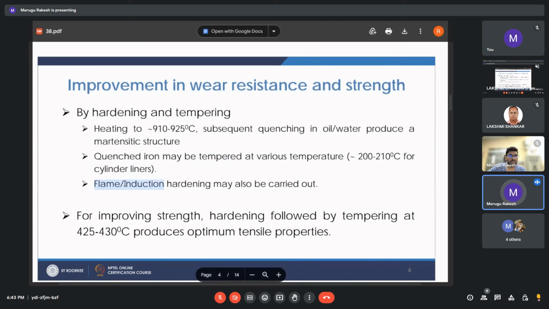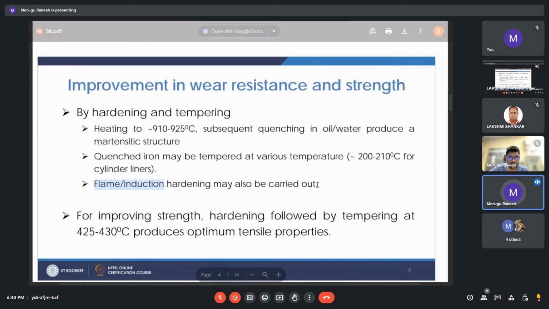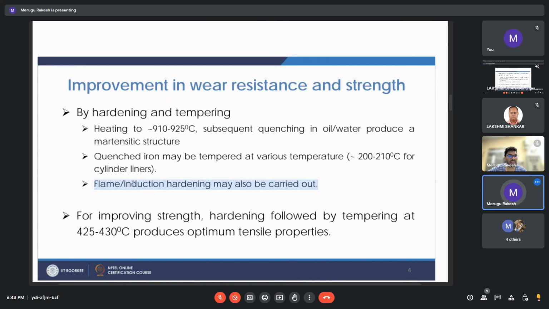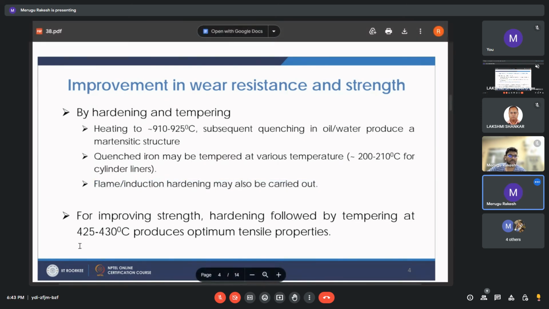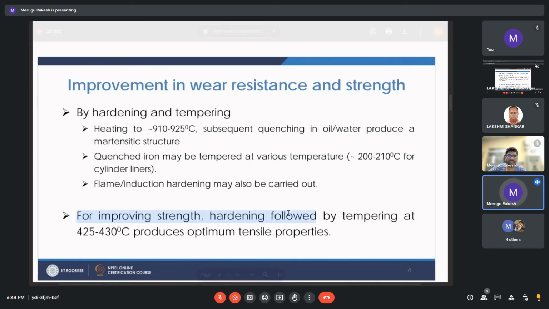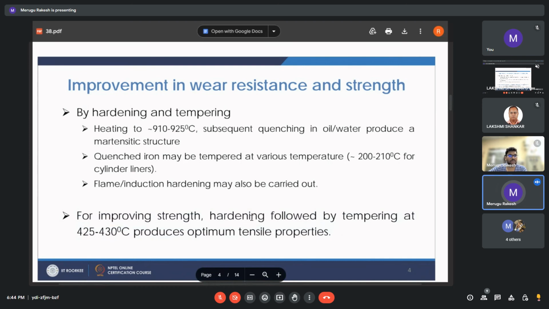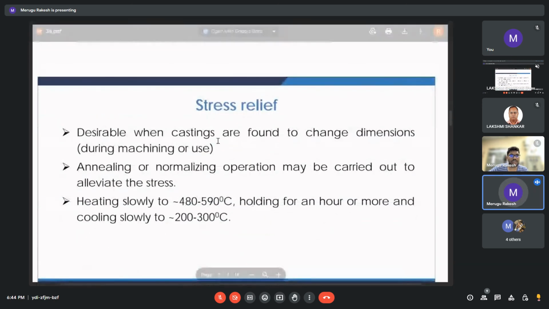Then comes flame or induction hardening, which may also be carried out. We'll discuss this flame or induction hardening in detail. So this is the basic idea. We have to improve the strength by hardening, followed by tempering, to produce optimal tensile properties. The first thing is stress relief.